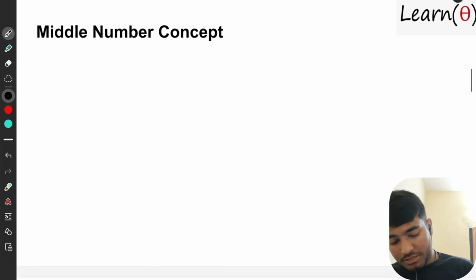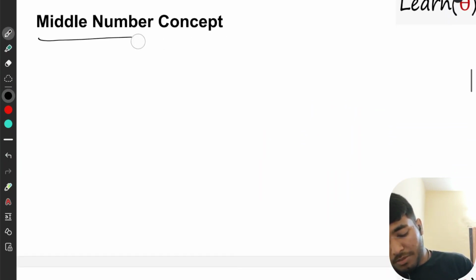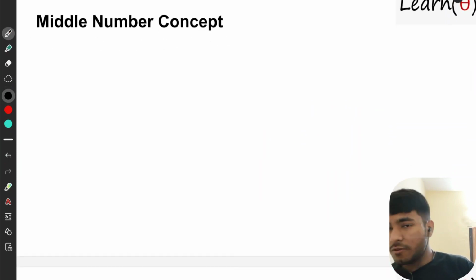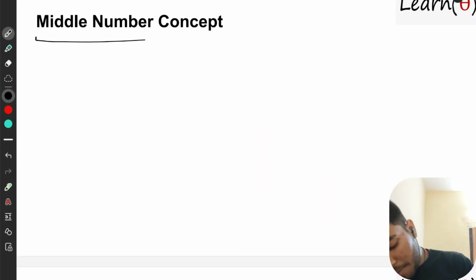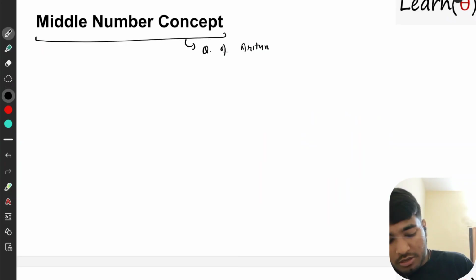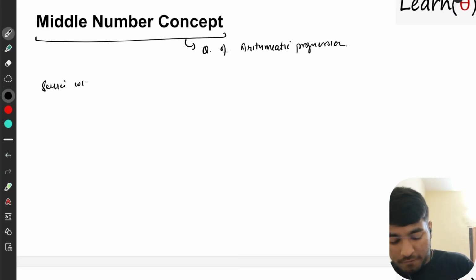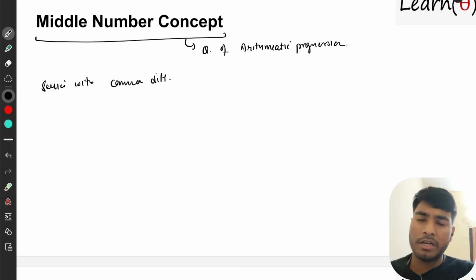Now let us talk about another concept, which is known as the middle number concept. After this middle number concept, we will be dealing with all the questions. What is the middle number concept? First thing, the middle number concept is used in questions of arithmetic progression. What is arithmetic progression? Basically, if you are given a series of numbers with a common difference, that is known as arithmetic progression. I know that you definitely know this term.